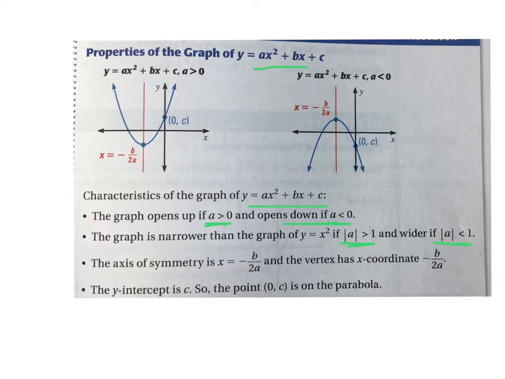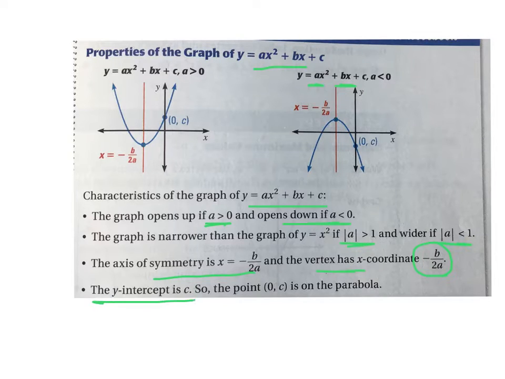Remember the gesture. The axis of symmetry is the same as the x coordinate of the vertex, the exact same thing. And we're going to find that by using that little formula right there, negative b over 2a. And remember, the b is what's in front of the x. Look up here. The b is in front of the x. The a is in front of the x squared. I'm going to do negative b over 2a. That's going to give me the vertex every time, or the x coordinate of the vertex.